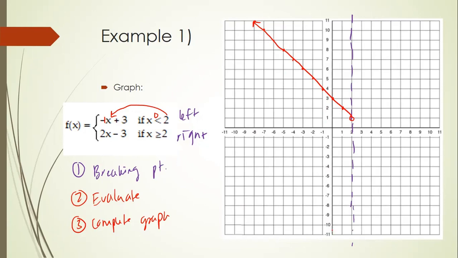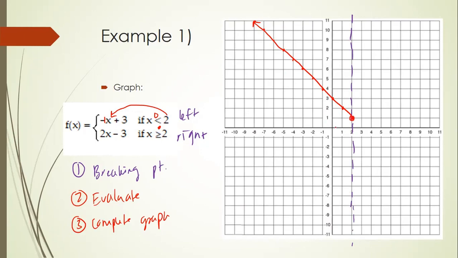Okay? And then I'm going to repeat the same for the right side. So the right side, I plug 2 in. What is 2 times 2? What's 4 minus 3? 1. Am I going to be an open or closed circle at 1? It's going to be closed. So I go to 2. And now I go back to 1. And now I'm going to close it.